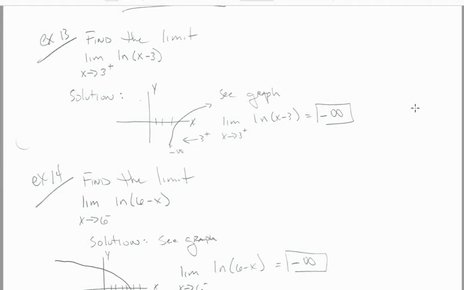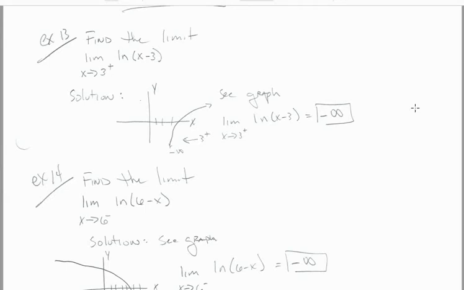We haven't learned L'Hopital's rule yet, so that's where we'll have to take some derivatives to see what's going on. But for this method, if you graph this in your calculator, you're going to end up with a sketch that looks very similar to the one here. We're looking at example 13. We want to find the limit as x approaches 3 from the right. Remember that little plus sign means from the right, of natural log of x minus 3.